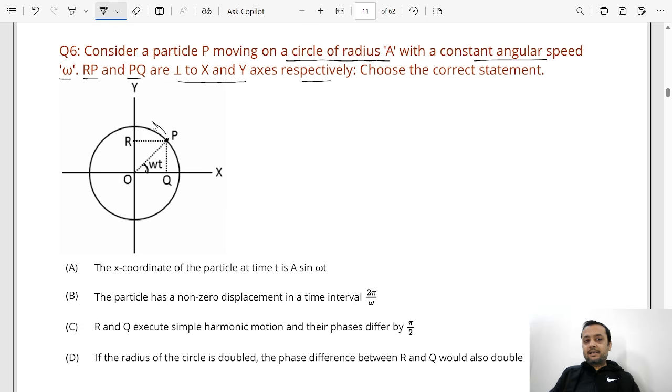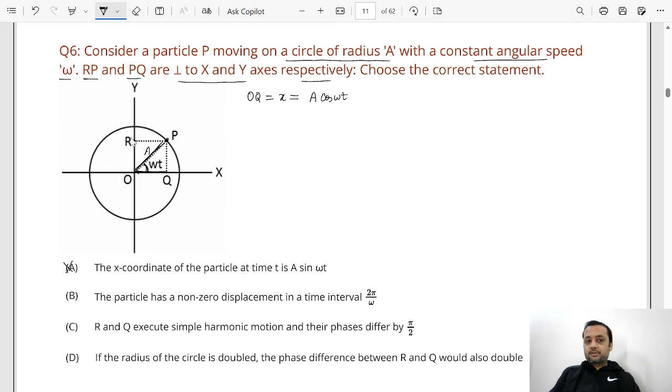So basically, let's say the particle is performing a UCM like this. As time moves forward, this omega t will keep on increasing. Now what happens? The x coordinate of the particle at time t is a sin omega t. Now look, OQ is the x coordinate of the particle, right? According to the figure, this length is a, because this is the radius of the circle. So clearly OQ will be a cos omega t, which makes option A wrong.